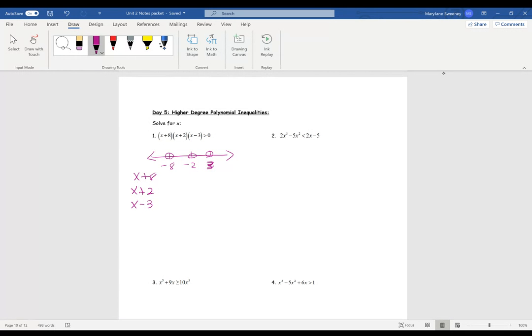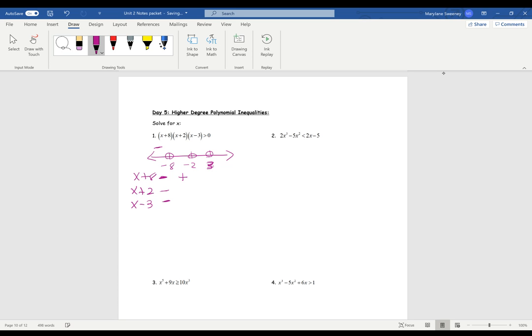If I put -9 into this first factor, I would get a negative. -9 into the second would be negative. -9 into the third would be negative. 3 negatives multiplied together give me a negative. So I put that negative above the number line. Okay, then in between -8, -2, and I'll just pick -3.